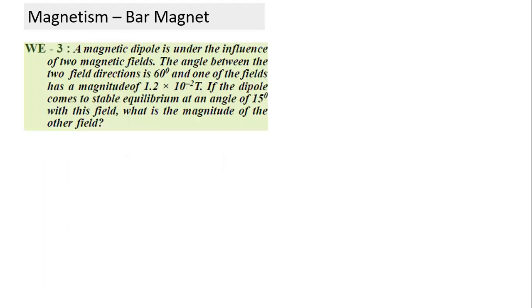Similarly, let's look at this and go a little further. A magnetic dipole is under the influence of two magnetic fields. All of you read the question, then I'll quickly discuss it. Again, I keep repeating this point: it is not a new topic. The angle between the two fields is 60°. Read and try to understand which concept it is based on, then I'll discuss what it is about.